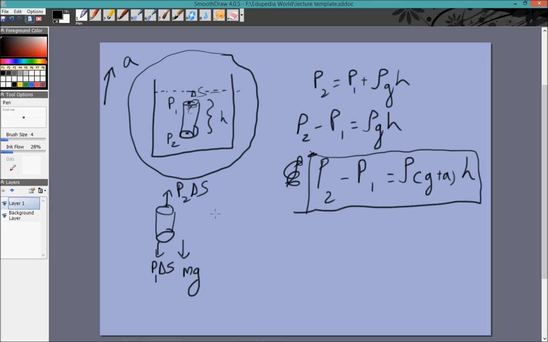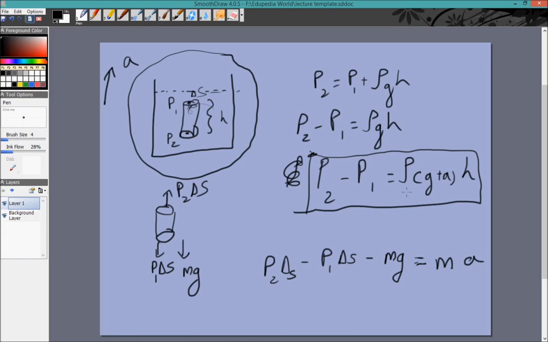So the net force upwards for this object will be P2 delta S minus P1 delta S minus mg. If this liquid were at rest, this force would be 0, but this part of the liquid, just like the whole liquid, is accelerating upwards with an acceleration A. So the force should be equal to the mass of this liquid multiplied by the acceleration. So that will be equal to m multiplied by A.